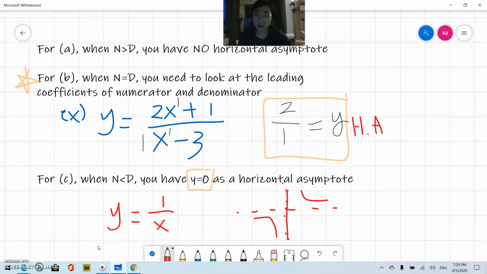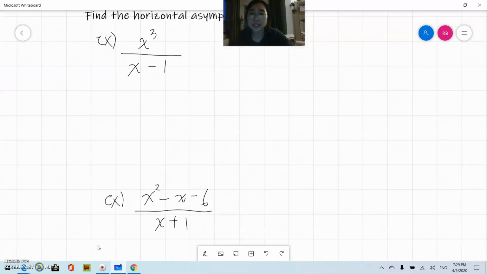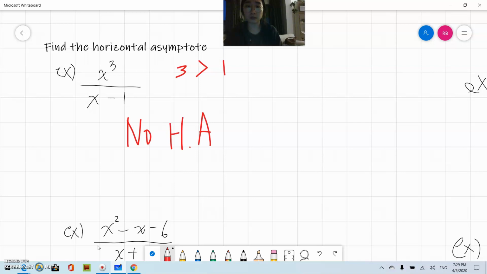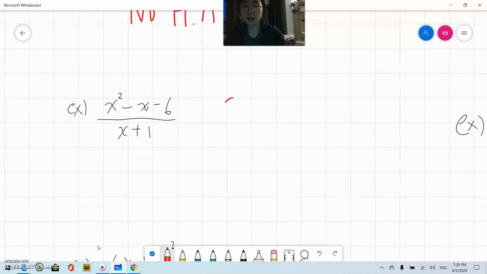Okay, so let's look at more examples, because this one you just have to get used to. All right, so let's now find the horizontal asymptote of each example. First, we need to compare the degree. The degree of the numerator is 3, and the degree of the denominator is 1. So the numerator is greater, which means no horizontal asymptote. Okay, that was the first case. Second, again, the degree of the numerator is 2, and the degree of the denominator is 1, so the numerator is greater, so no horizontal asymptote.